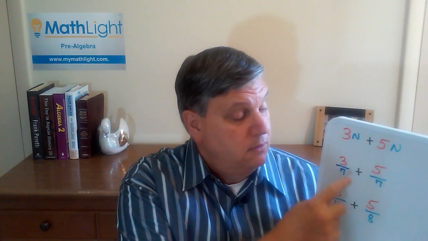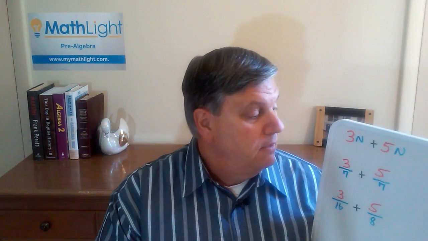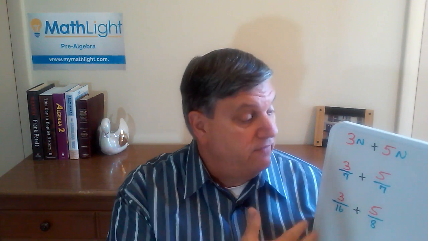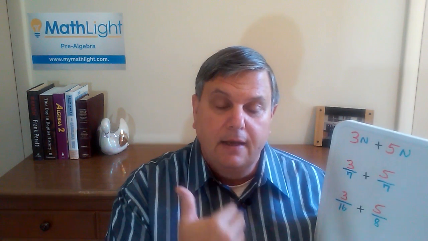So again, what do we have? 3 of them and 5 more of them gives you what? 8 of them, right? In this case, 7. So 3 of them and 5 more of them, 8 of them. And so that's the idea, and that's the concept in making the analogy to adding like terms.